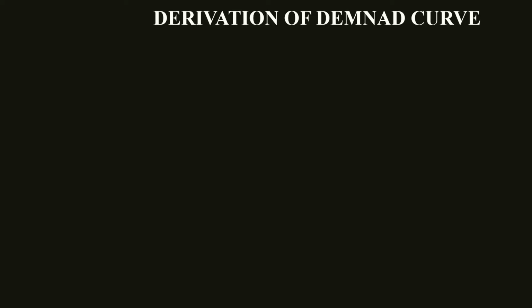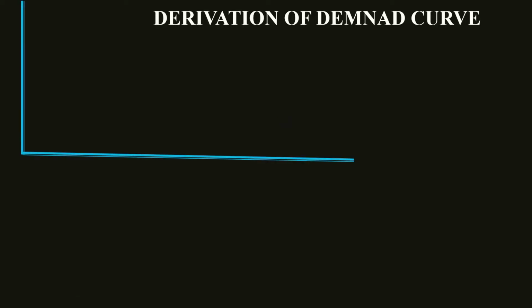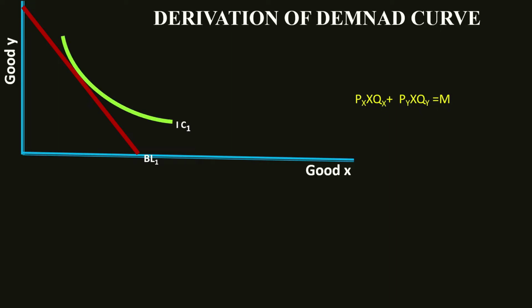Derivation of the demand curve from the indifference curve and the budget line. We already learned what the indifference curve and the budget line are. The budget line is based on the equation price of x multiplied by the quantity of x plus price of y multiplied by the quantity of y is equal to the consumer's income. The budget line shows the quantities that a consumer can buy using his or her income. BL1 is the budget line of the consumer, and this is the indifference curve of the consumer.